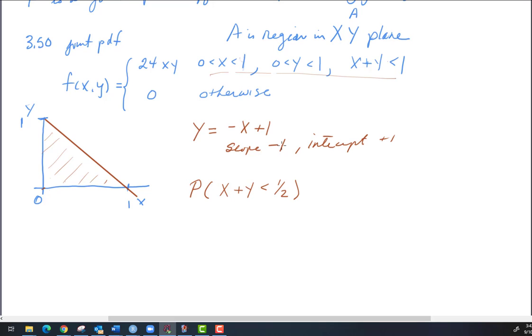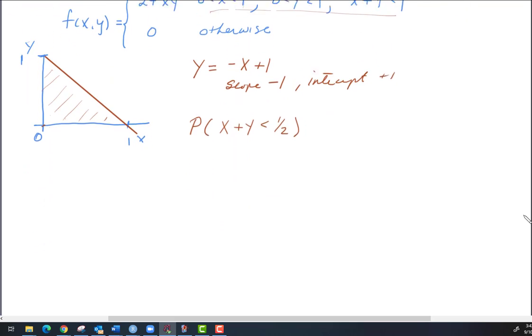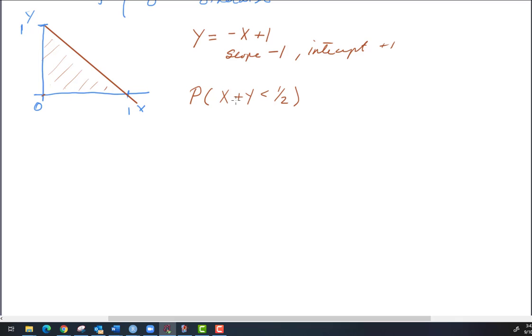Well, I know from the definition of the joint PDF that a probability like this, ordered pairs x, y in a set A, would be the double integral over the set A. So the next thing we probably should do is to figure out what region of ordered pairs x and y would satisfy this inequality.